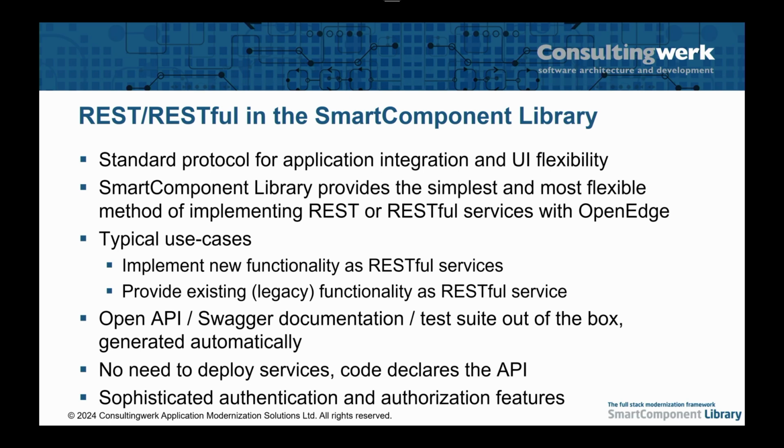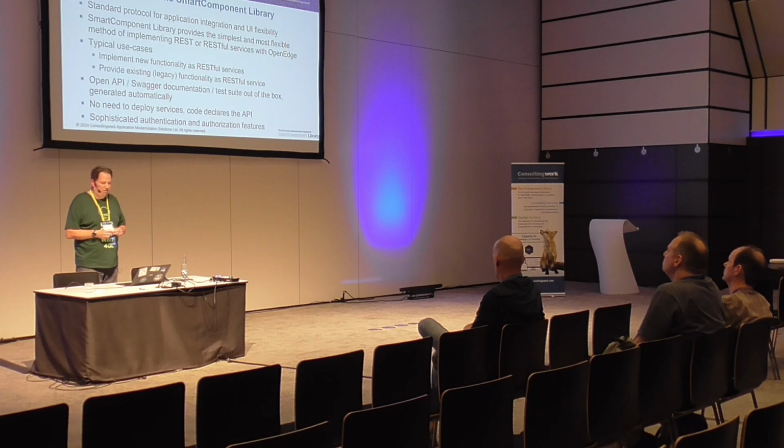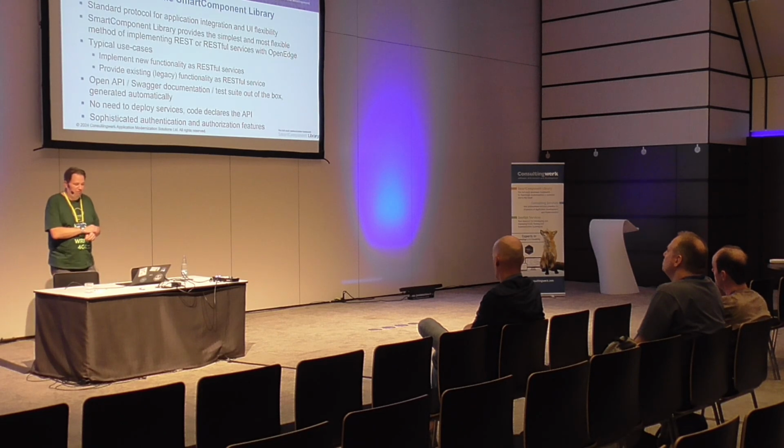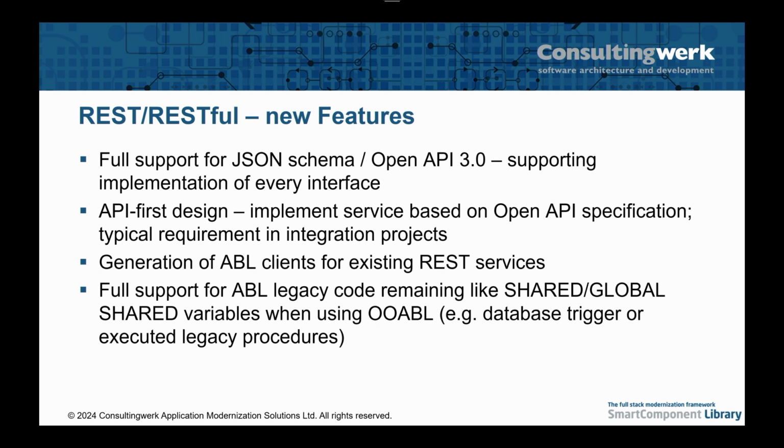So within the Smart Component Library, and I'm going to talk about that more tomorrow in the session, we have a lot of touching points with REST services and Swagger. For every service that we implement in the Smart Component Library, we automatically have a Swagger documentation for the technical aspect, and then you can add human-readable text, more explanations to it too. That allows us to implement new functionality as REST services or provide the existing functionality as REST services. The Swagger documentation is just generated on the fly. And we support the latest specification there.